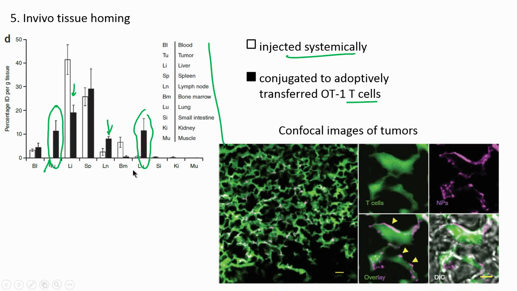And these are confocal images. They are clearly showing confocal images of the tumor regions, which they have sectioned and imaged, and what they are seeing is these T cells are co-localizing with your nanoparticle signal. So, it is actually specifically through the T cells that these particles are going.